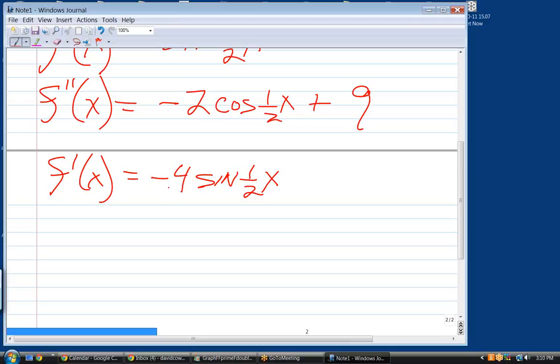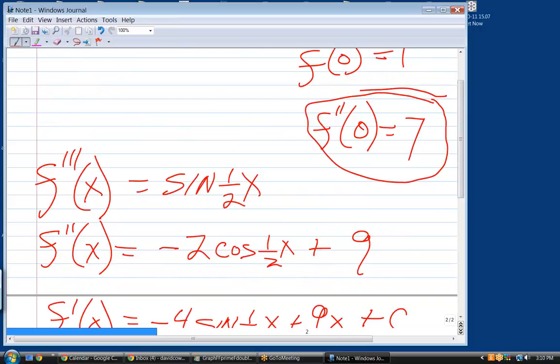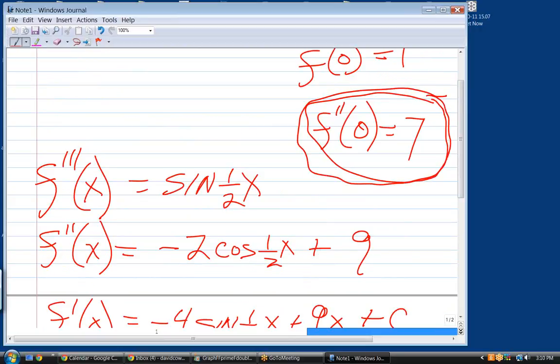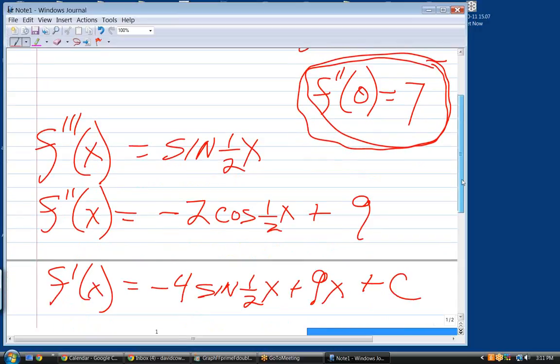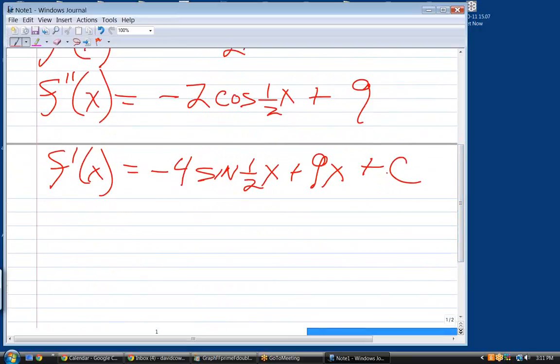9x. Plus c. Okay. Now, the fact that they did not give us f prime of anything, it's called an initial condition. They gave us an initial condition for f double prime. And that initial condition doesn't always have to be 0, but it's some value that we can plug in for x and calculate c. Because every time you take the antiderivative function, you have a c. And the next step is to figure out what c is.